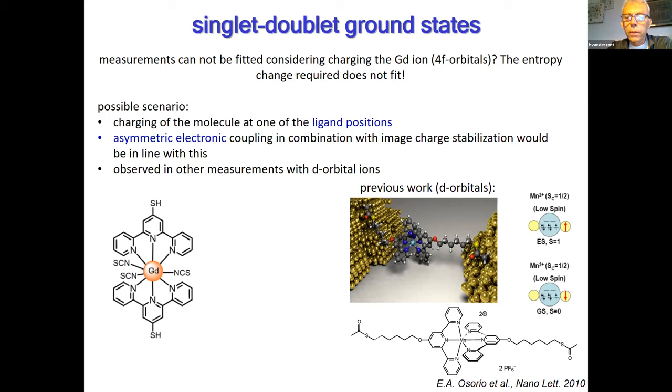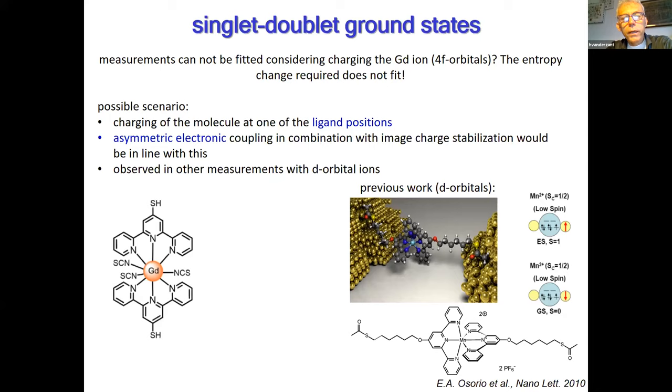Well, a possible scenario, which has been seen in the literature also, for instance for molecules with a d orbital, and you see here the manganese molecule on the right-hand side, is that you don't charge the ion in the middle, because there these states are very much lower in energy compared to the Fermi energy, or higher, but you charge the ligand, one of the ligand positions. And the asymmetry in the electronic coupling most likely plays a very important role, because these ligand positions, if you put a charge there, are stabilized by image charges. Meaning that if you have a very asymmetric molecule in terms of coupling, so that part of the ligand structure is very close to the gold, putting an electron there will not cost a lot of energy. It will cost much less energy than putting it on the ion in the middle of the molecule.